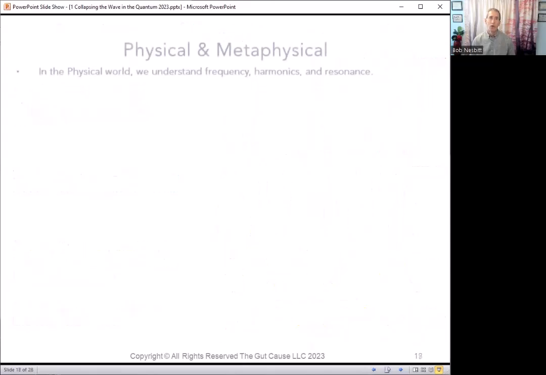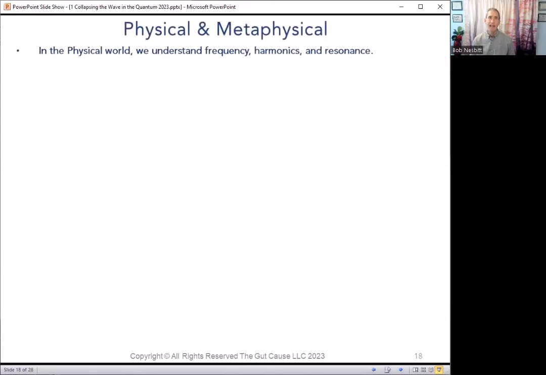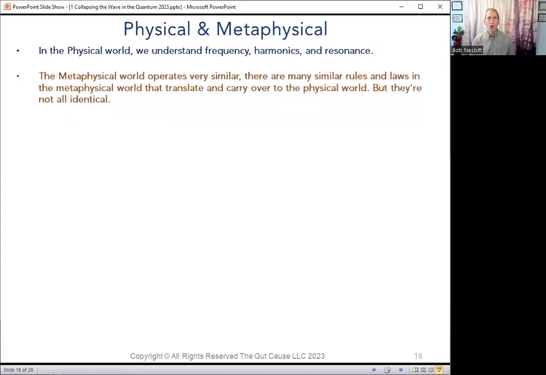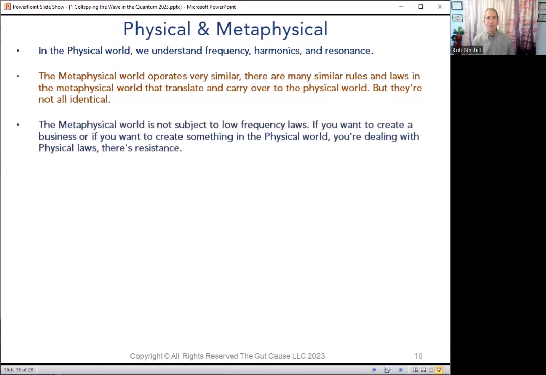In this physical world, we understand frequency, harmonics, and resonance very well. The metaphysical world operates very similar. There are many similar rules and laws in the metaphysical world that translate and carry over to the physical world, but they're all not identical, because the physical world, the laws that we study, most often are what's known as classic Newtonian physics. Now, the metaphysical world is not subject to low-frequency laws.